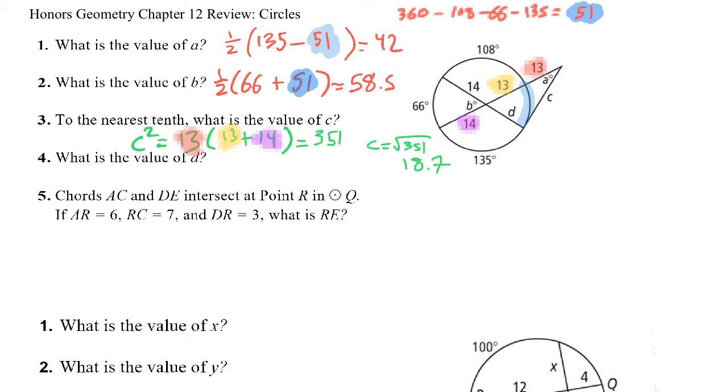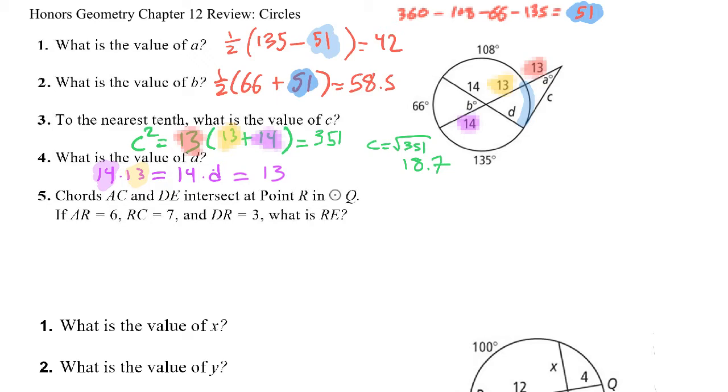Value of D, this one is easier. This is a segment inside, and so then I just do 14 times 13 equals 14 times D. And again, the way I did it, this is that 14, and this is the 13, and then that other 14 is the one I haven't highlighted yet, and the D. And so, oh, well, D must be 13, because 14 times 13 equals 14 times D. D must be 13.